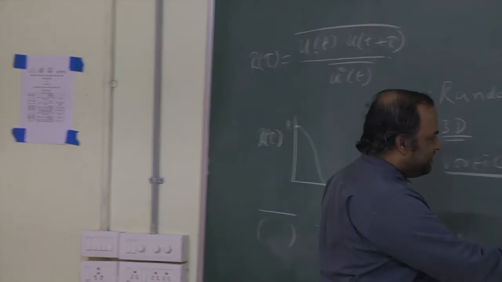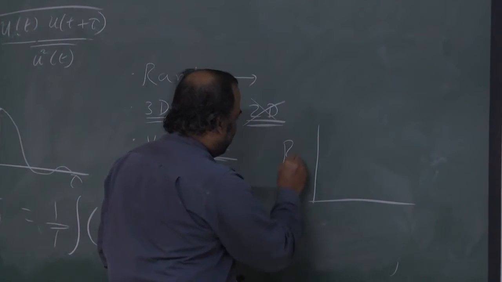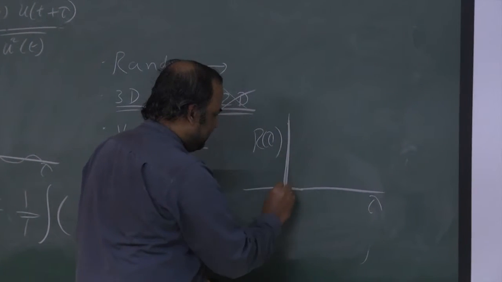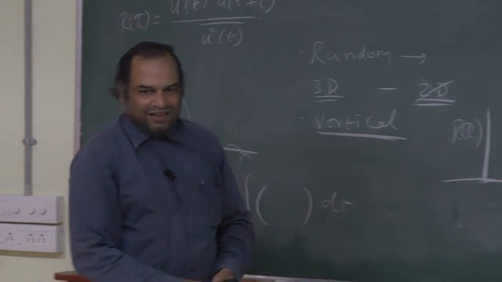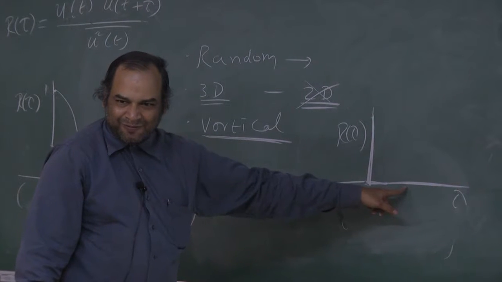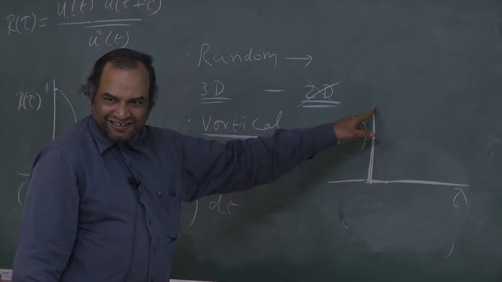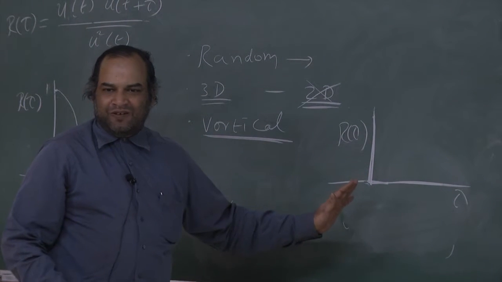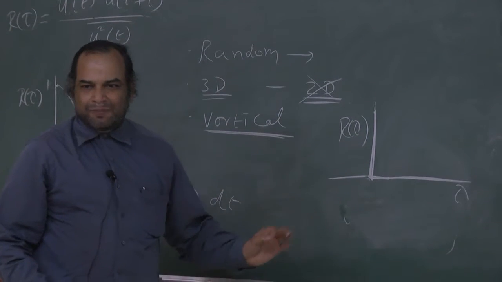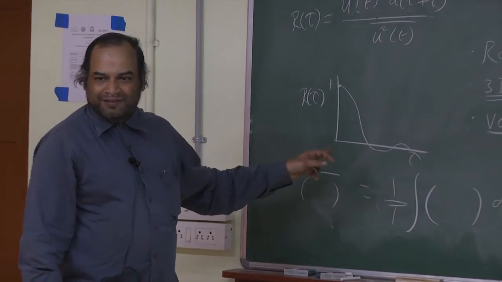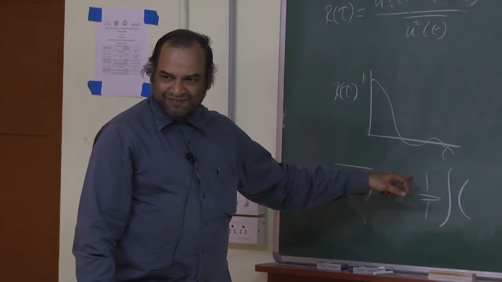If you find for a reason that your R tau becomes like this, right? It's 1 only when tau equals 0, elsewhere it's 0. That means the present is only connected with the present. No connection at all with the future. That's in fact the definition of a random signal. Random means the present is not at all connected with the future. Whereas turbulence is not completely random, because the present has some connection with the future.